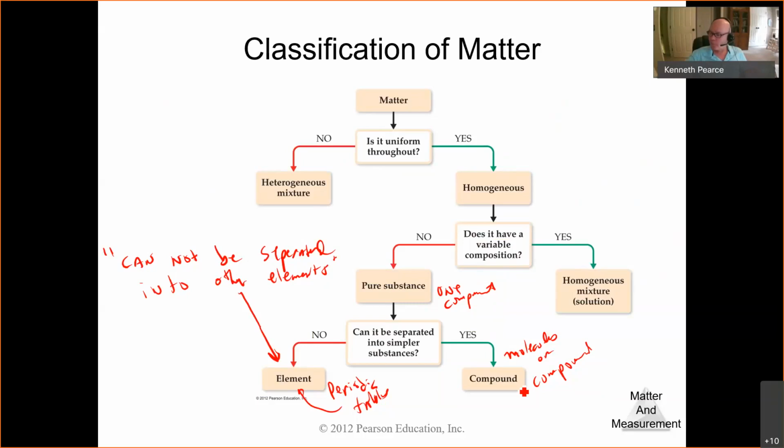All right, so a lot of people miss that on the elements. I don't know why, but you've got to understand what makes an element, which is what I have there in quotes. It cannot be separated into other elements or into simpler substances. And simpler substances mean other elements. I mean, you can take an element and separate it into, say, protons, neutrons, electrons, but then it's not the element anymore.